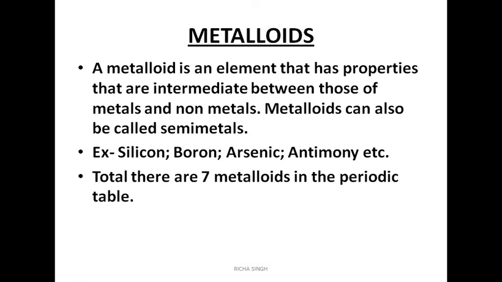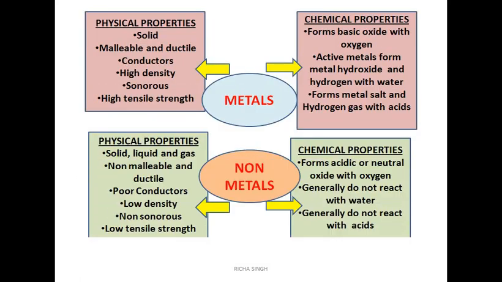Okay. Next, I would like to give you just some information about metalloids. Metalloids are the elements which have the properties of both metals and non-metals. Metalloids can also be termed as semi-metals. Some common examples of metalloids are silicon, boron, arsenic, antimony, etc. You can see this in your periodic table and please mark them as metalloids. In total, there are 7 metalloids in the periodic table.